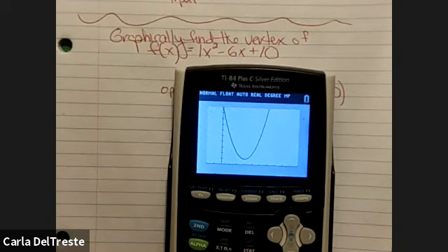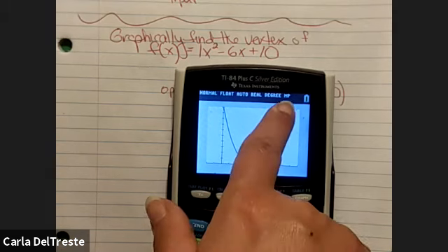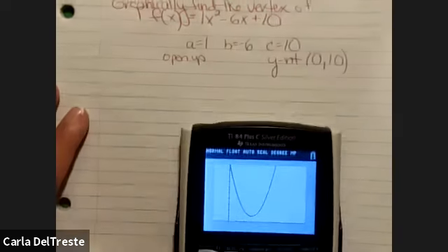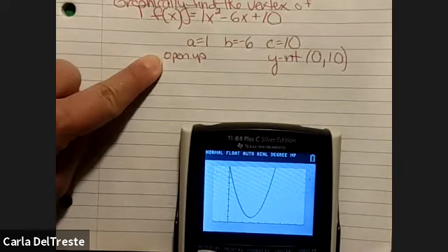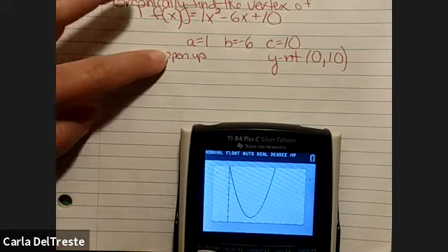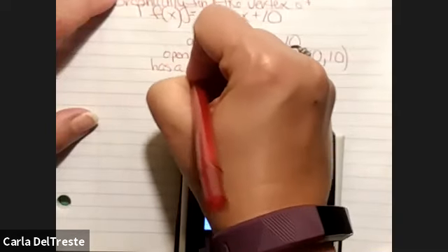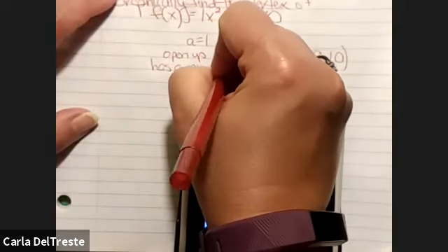Okay, I'm interested in finding the vertex, which in this case is a minimum. And again, why should you anticipate that? If it's open up, that means it's going to have a minimum. Okay, so open up means it has a minimum, has a valley.